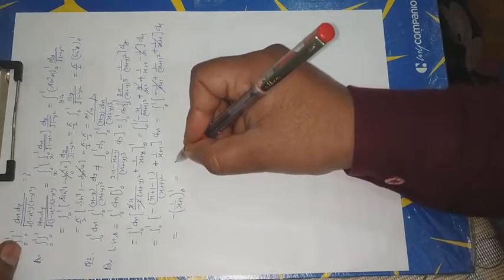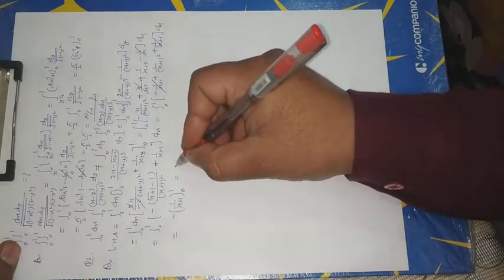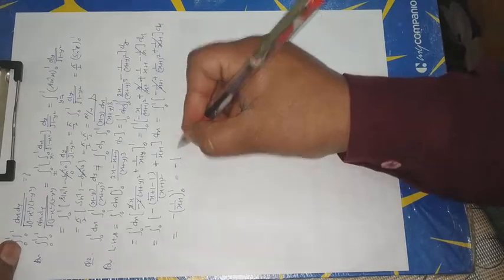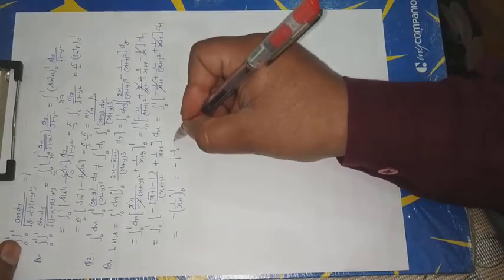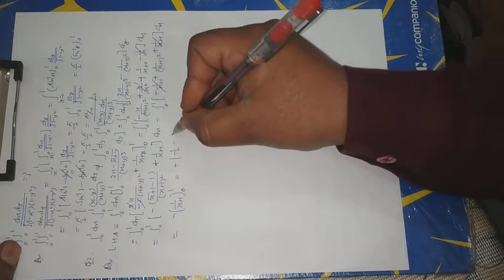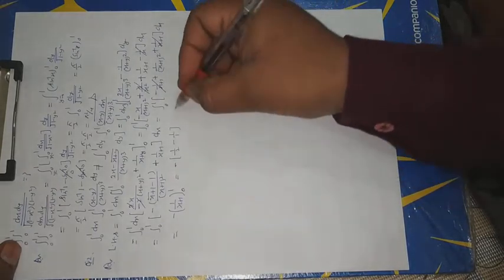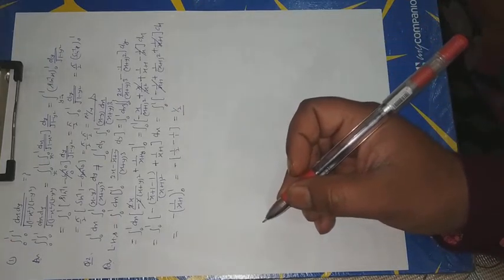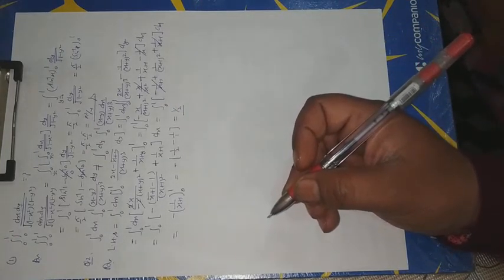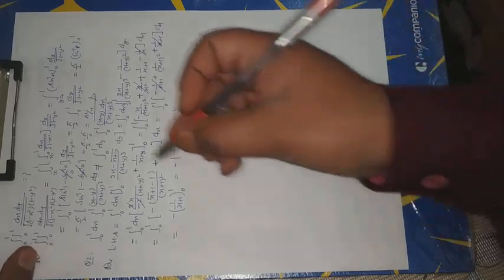This is equal to minus, when x is equal to 1, 1 upon 2, when x is equal to 0, 1 upon 1. Okay, this is equal to 1 upon 2. This is the value of the left hand side. Now similarly we can calculate the right hand side.